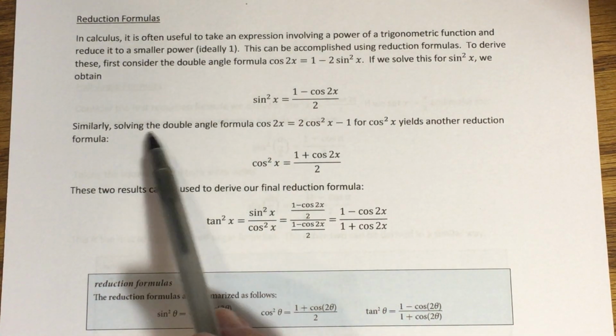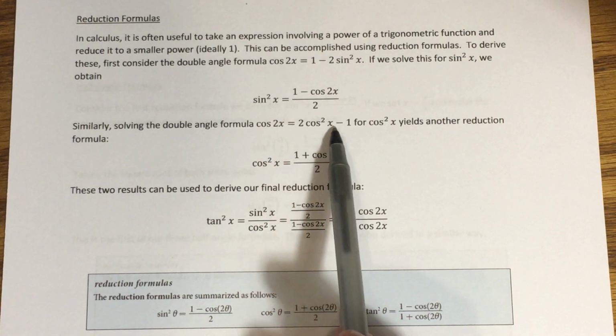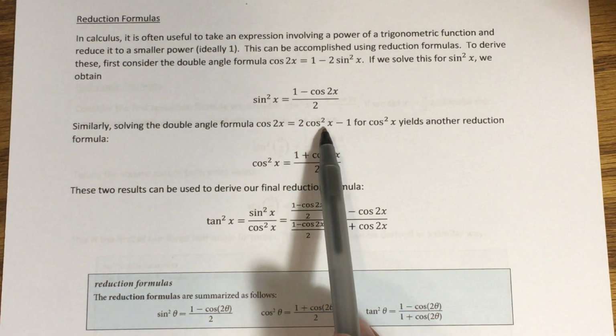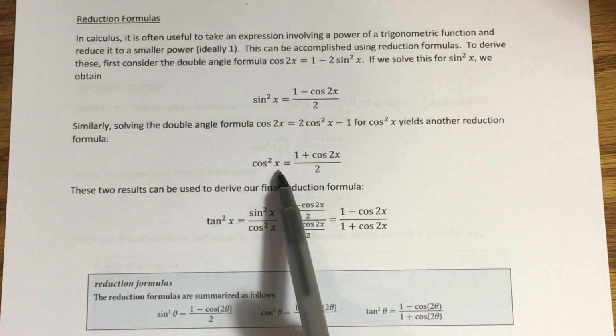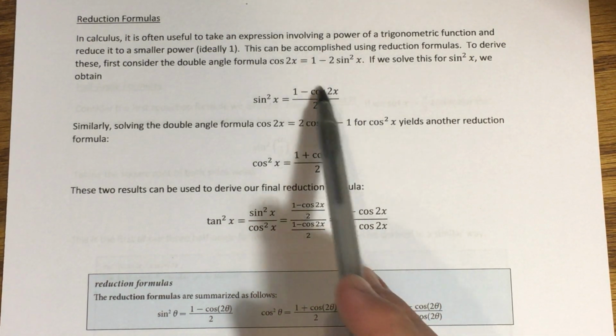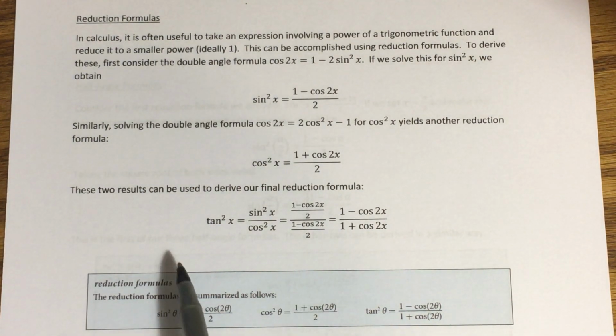If I use a different double angle formula, cosine of 2x equals 2 cosine squared of x minus 1, that was one of the other ones we talked about, and this time solve for cosine squared, with the same or similar steps, I would get cosine squared of x equals (1 plus cosine of 2x) over 2. Notice how similar these look. The only difference is I have a minus in one case where I have a plus in the other.